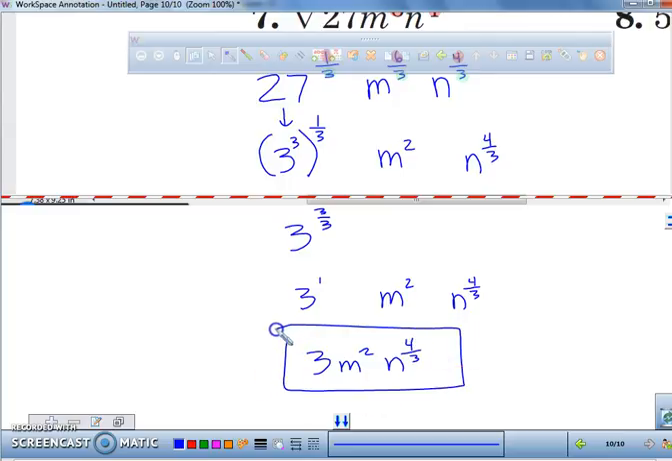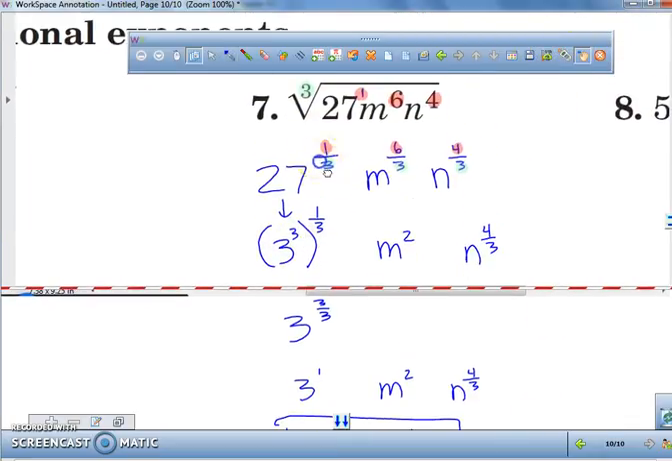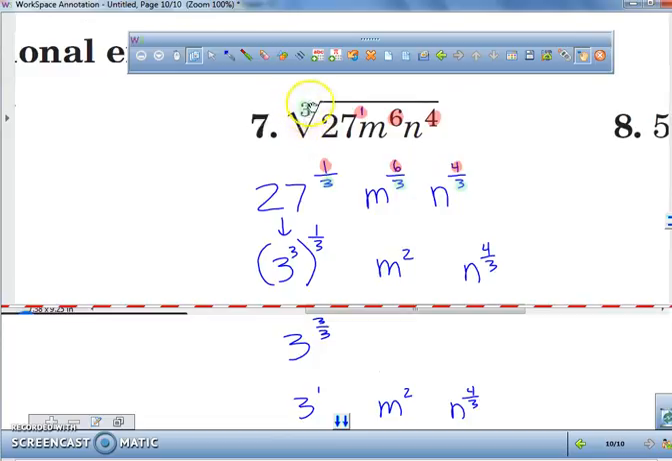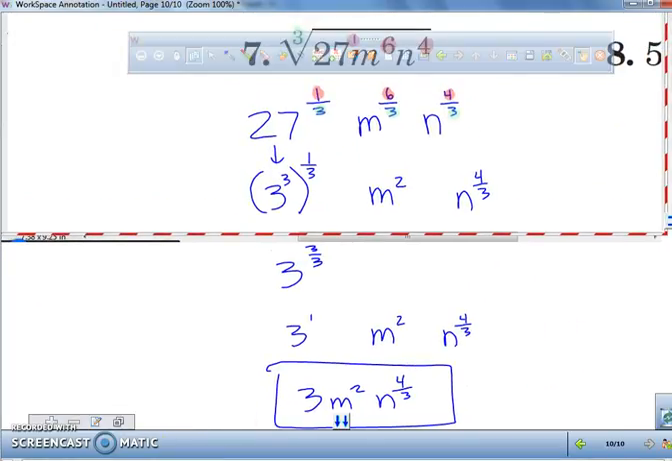Do I have to worry about absolute value in this problem at all? I don't have to worry about absolute value bars because what was my index? My index was odd. It was not even. Okay? All right, go ahead. You can try number 8 on your own, and we will go over that tomorrow.